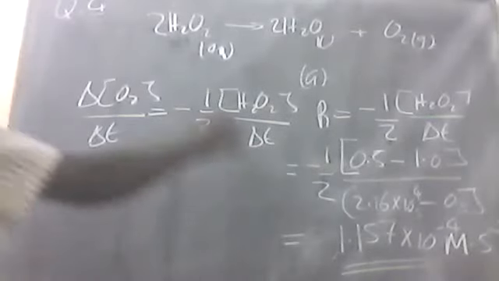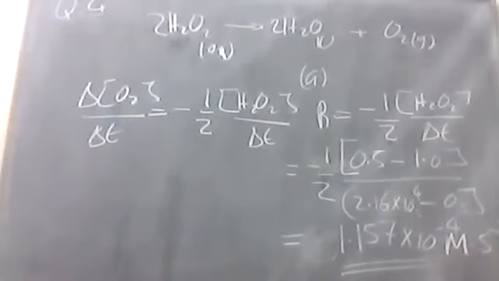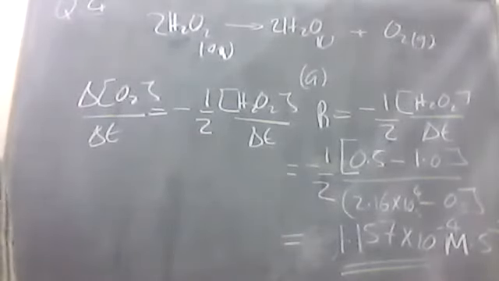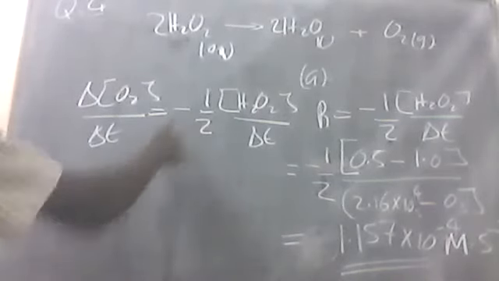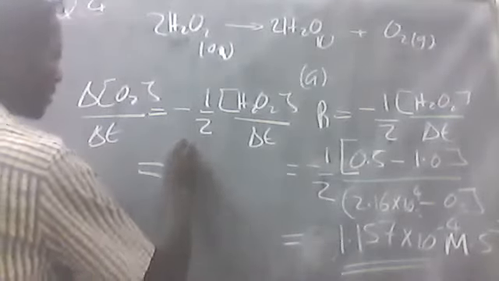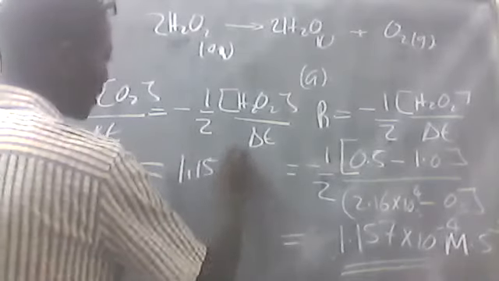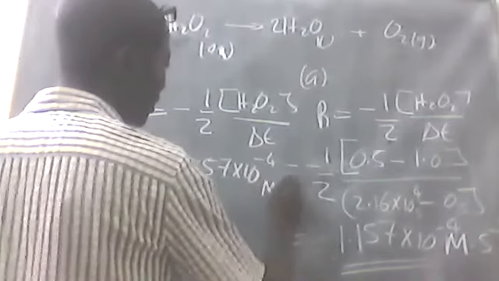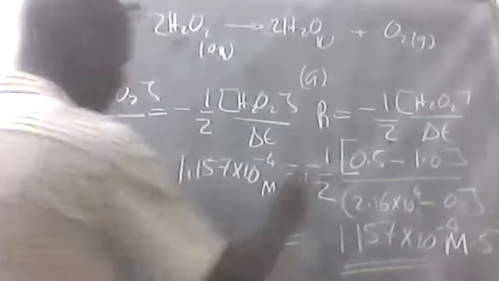So if we are to use the coefficient, just like in question 1, the rate of formation of the oxygen will just be this one that we have here, which is 1.157 times 10 to the power -4.